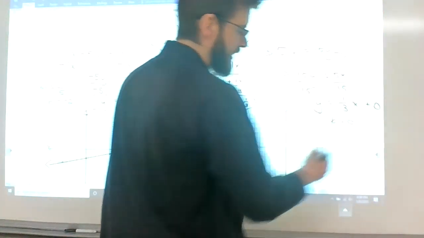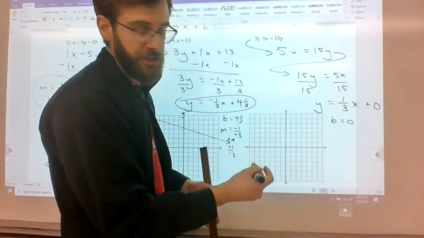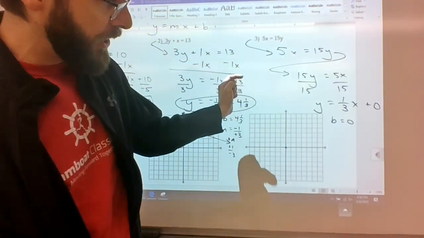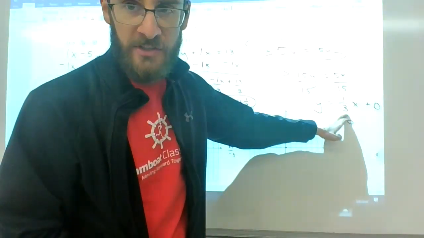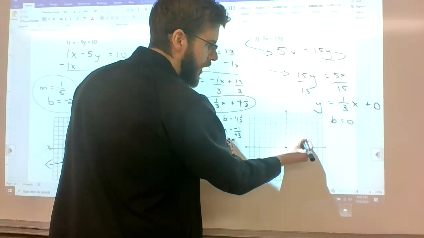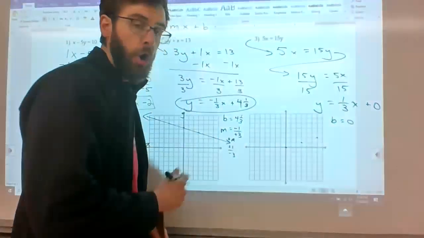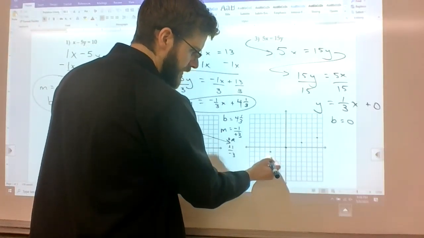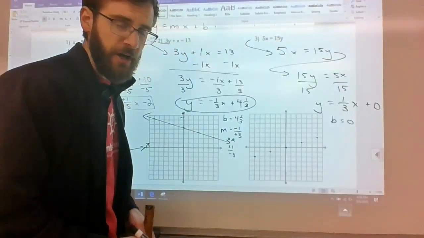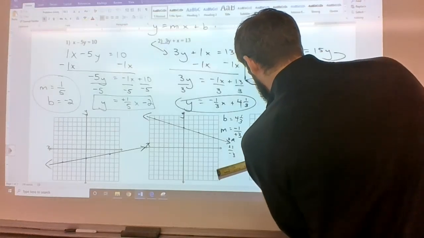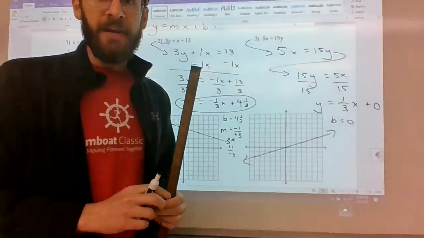That b now starts 0 units from the origin, so it's actually right smack dab on the origin. Then you're going to go up 1, right 3 based on our 1/3 slope. You're going to go up 1, right 1, 2, 3, up 1, right 1, 2, 3. Or you could go down 1, left 3. Down 1, left 1, 2, 3. Connect the dots and you're done. So those are your basic examples.